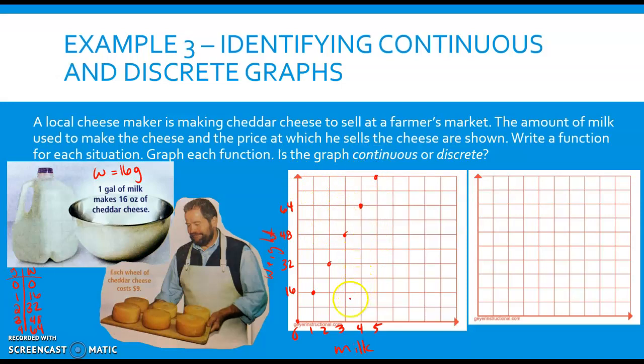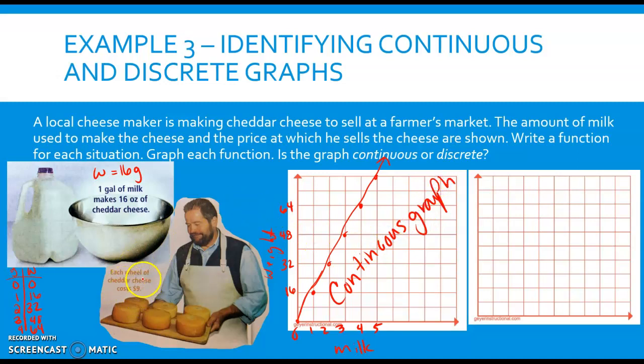Now, that is for every gallon, but we could make our cheese with maybe less than a gallon of milk or just slightly more. And so this is going to be a continuous graph. Why? Because we can do the in-betweens, right? I can find for our ounces in between and then figure out how much that wheel of cheese would weigh. And so this is a continuous graph.